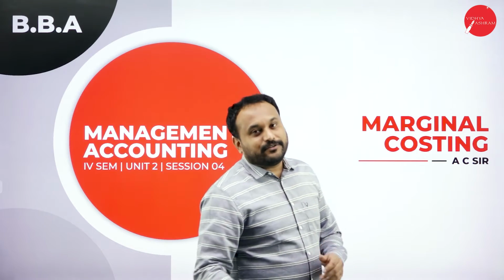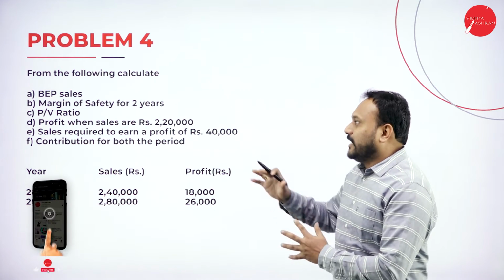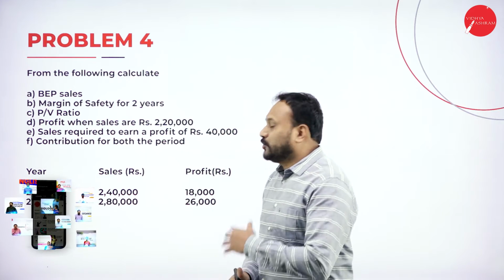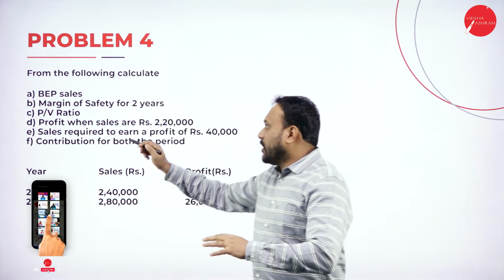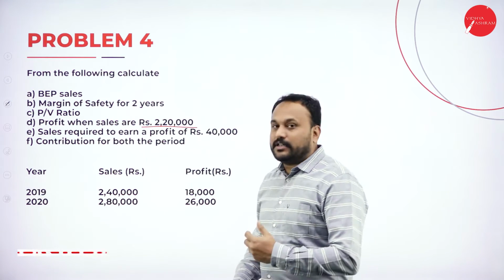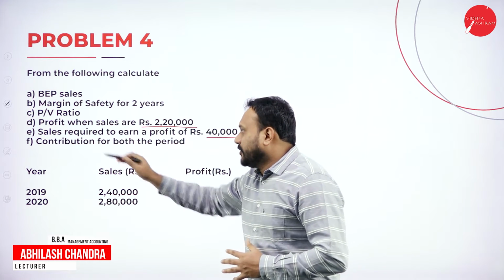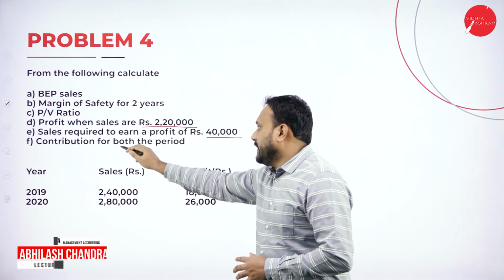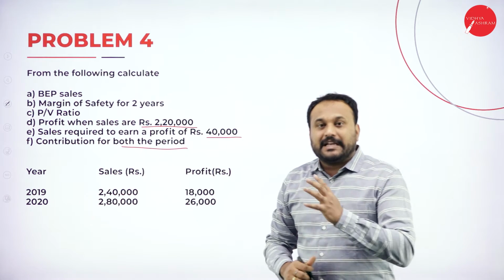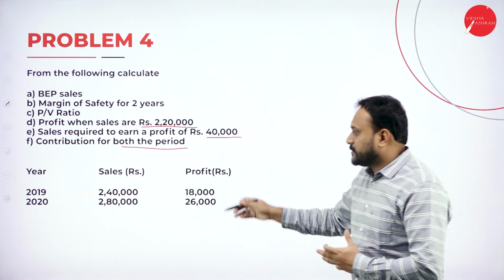And let's go with the fourth problem. And the fourth problem is like this. From the following, calculate B.B.A sales, margin of safety for 2 years, PV ratio, profit when sales are 2 lakh. Then we have sales required to earn a profit of rupees 40,000. And the last one is contribution for both the period. When they say both the period, that means there are 2 years which is been given in the question. Now what exactly these 2 years, 2 years sales and 2 years profit is?